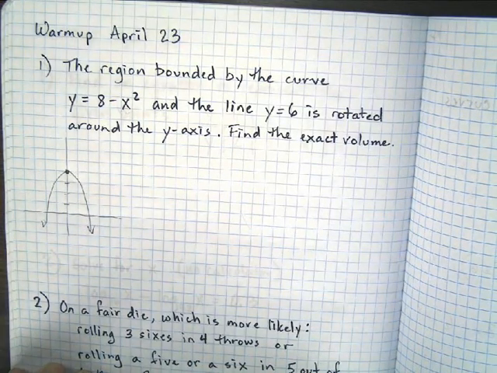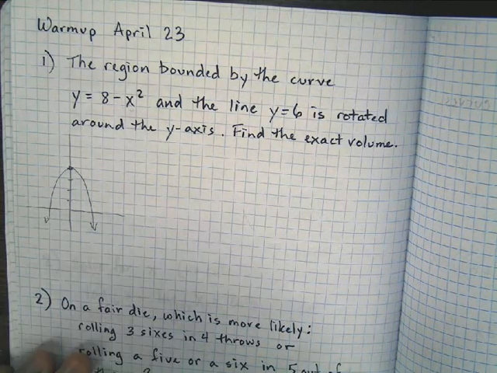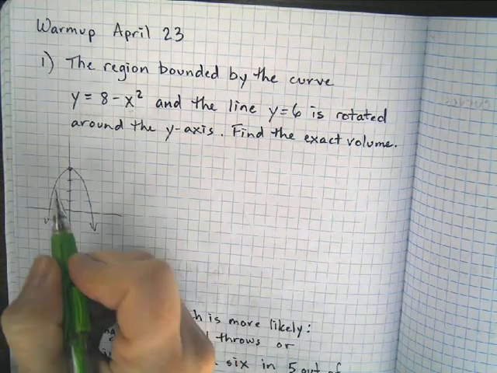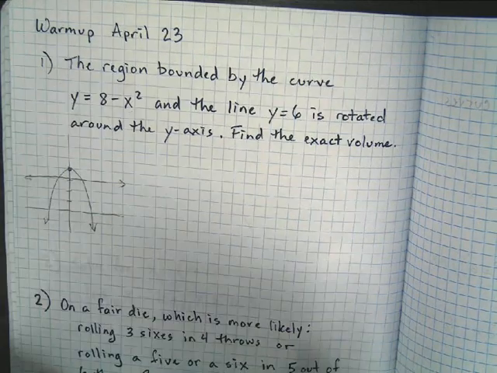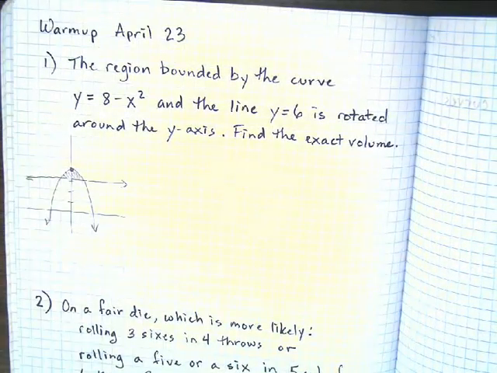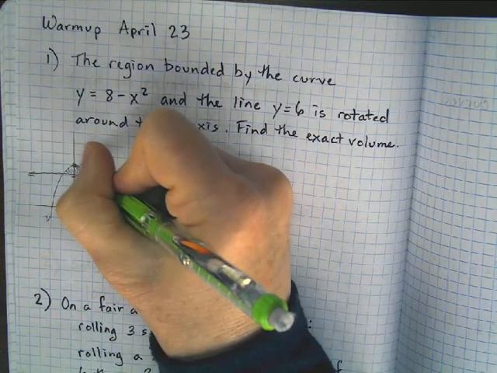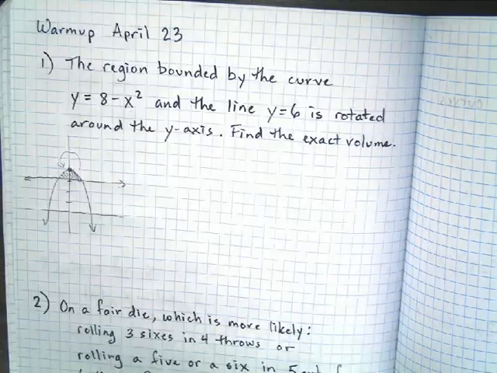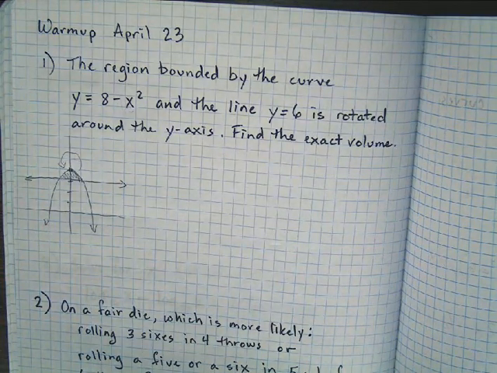Okay, and then y equals 6 would be a horizontal line. So if y equals 2, 4, 6, here's y equals 6. So it's going to be like this. So we are taking this region here, and we're going to be rotating it around the y-axis. If you can imagine taking this little piece and rotating it around the y-axis, it's going to create a little bowl-shaped object, and we want to find its exact volume.